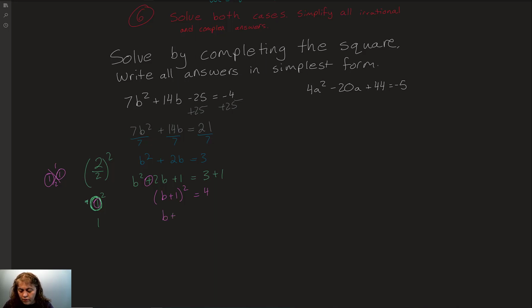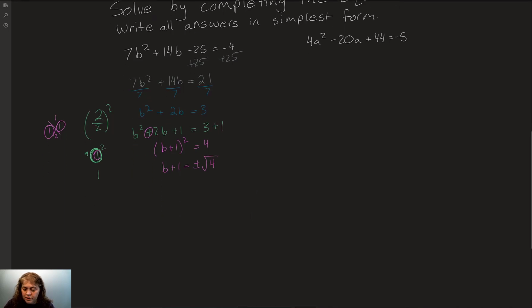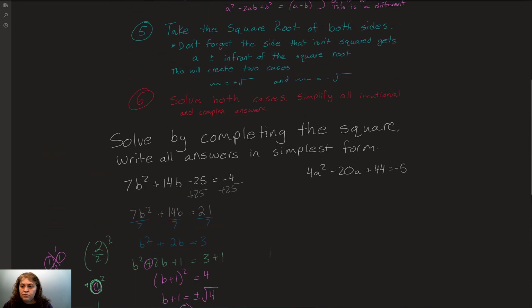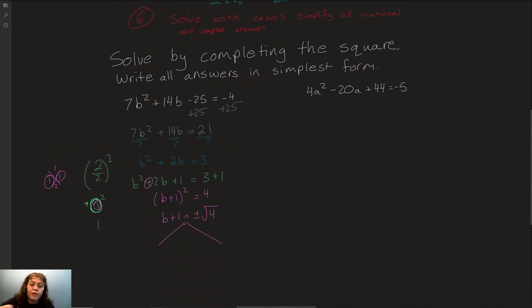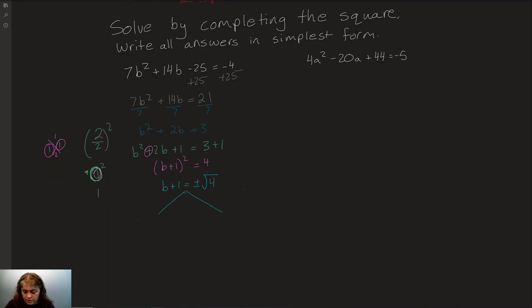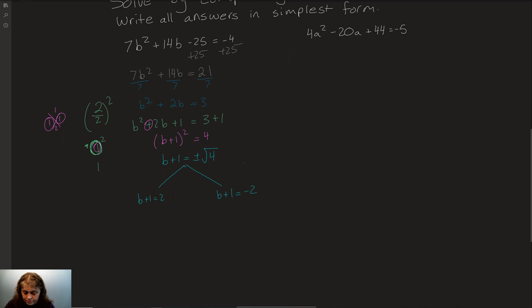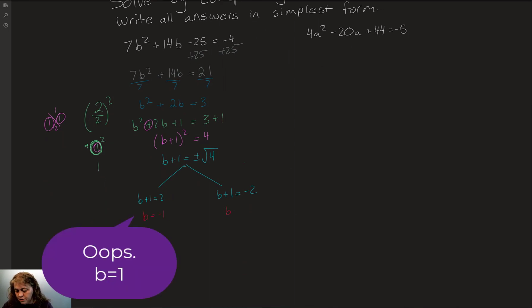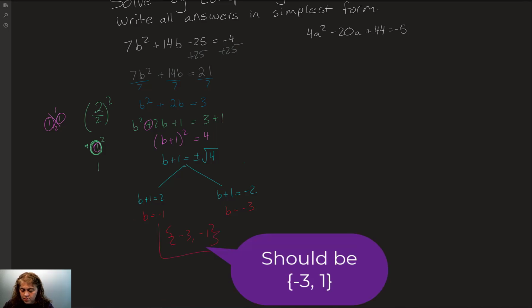So now we do the square root thing, plus or minus the square root of 4. And we're going to split this into our 2 cases. Oops. I was supposed to do the square rooty thing in a different color. Not that it matters, but I started color coding, so let's keep color coding. So this is b plus 1 equals 2, and b plus 1 equals negative 2. And now we're just going to solve things, right? b equals negative 1, b equals negative 3, and there's no complex or any other nonsense going on. And we can move on with life.